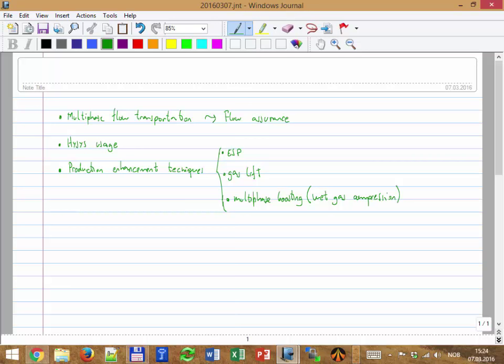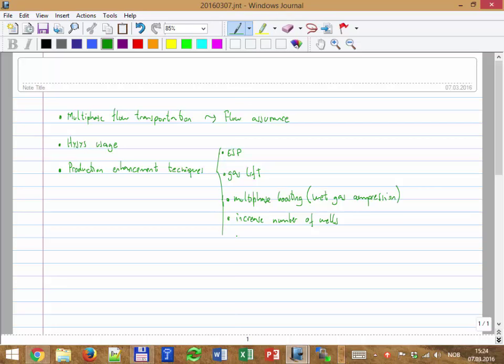And then we're going to discuss a bit, but not much, just on an appreciation level, increasing the number of wells. We have already been talking a bit about it in the exercise, so we are just going to put it formally: increase number of wells. Okay, maybe stimulation.